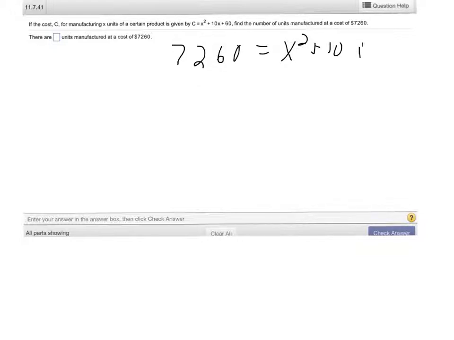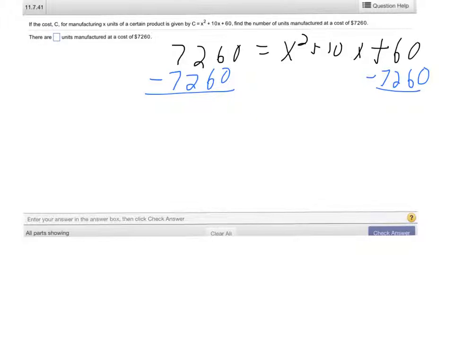So I'm putting in 7,260 for C. Now I'll subtract that from each side and I end up with a quadratic equation here. So I have 0 equal x squared plus 10x minus 7,200. And so how do you complete this seems to be your question.